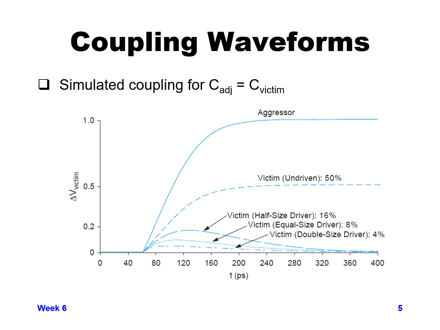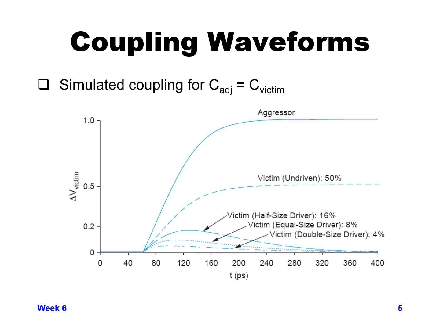Now, if C adjacent is equal to C ground, but we have a driver trying to fight that, and the victim driver, let's say, is even only half the size of the aggressor driver, that next dashed line shows that you get a peak voltage on the victim of maybe just a little bit less than 0.2 volts. So you can see that having a victim driver to fight the aggressor definitely helps to reduce the amount of voltage delta on the victim.